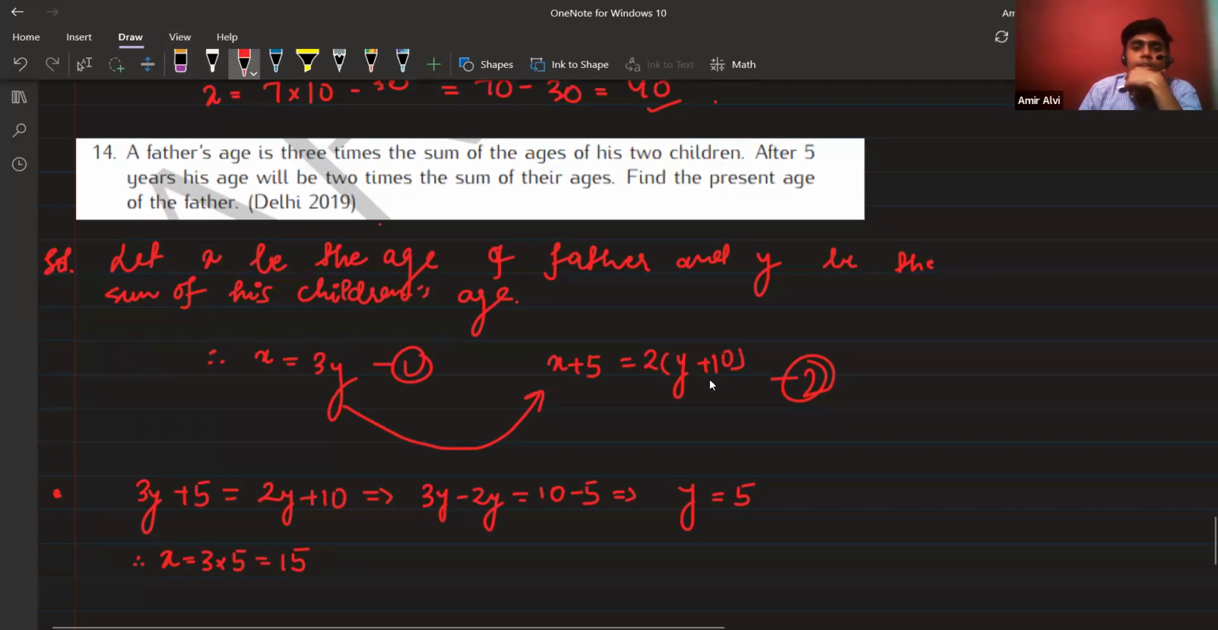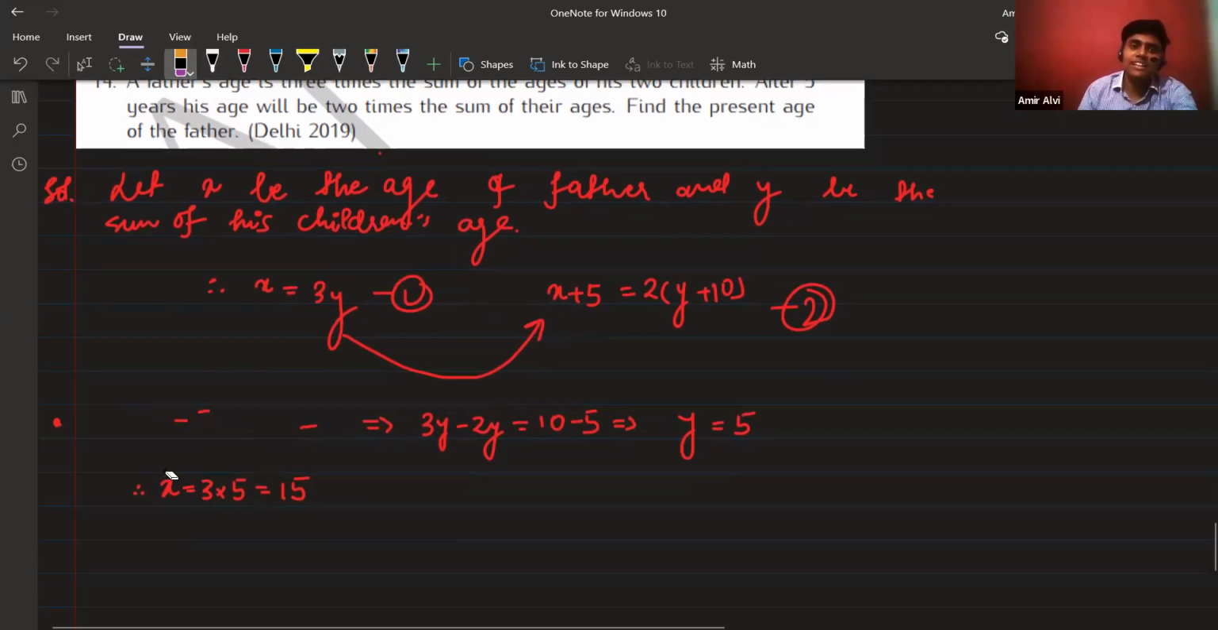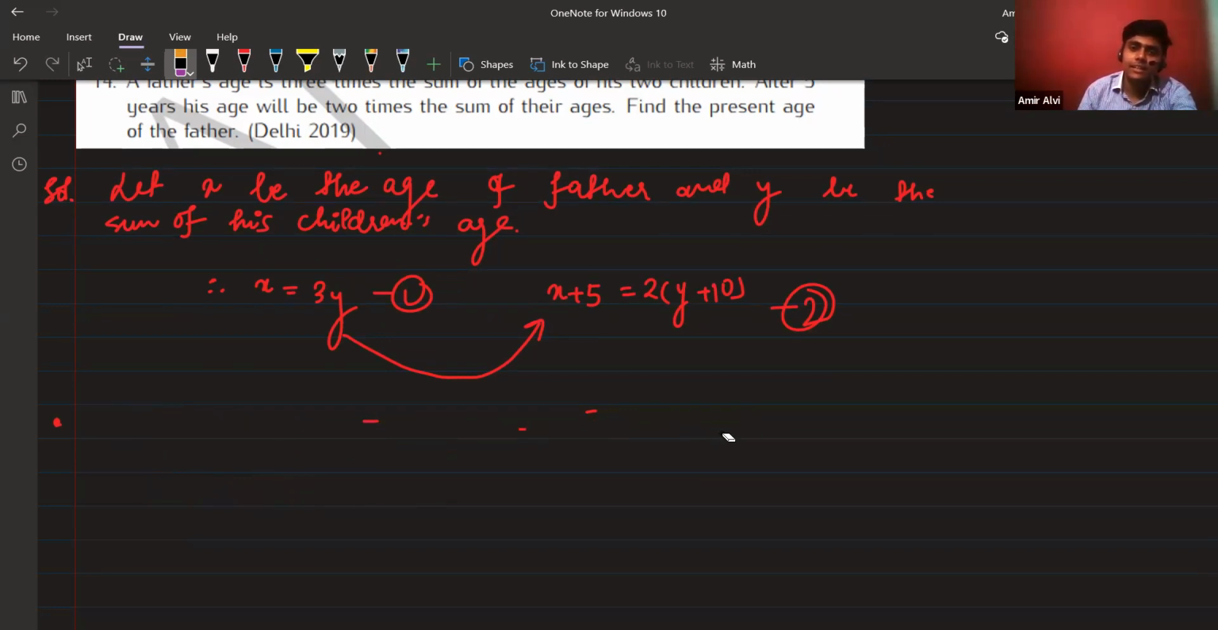Why 10? Can anyone tell me why we are taking 10? So is 10 the final answer? No. Can anybody tell me why 10? Hiba? The father, now tell me, if 5, basically. Okay, just give me a moment.